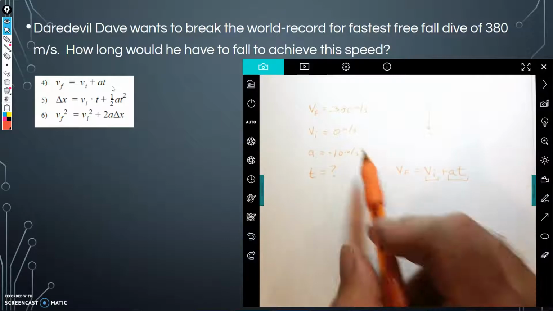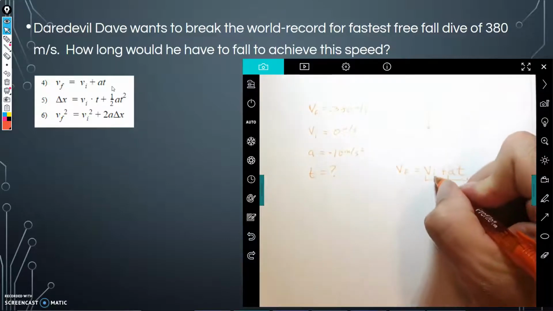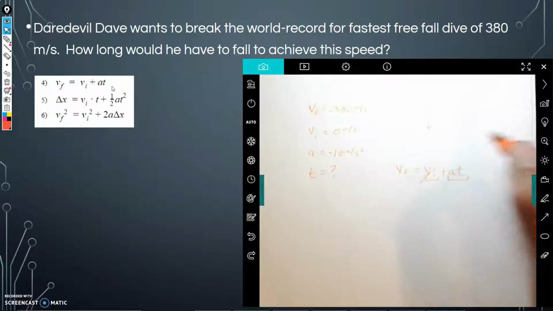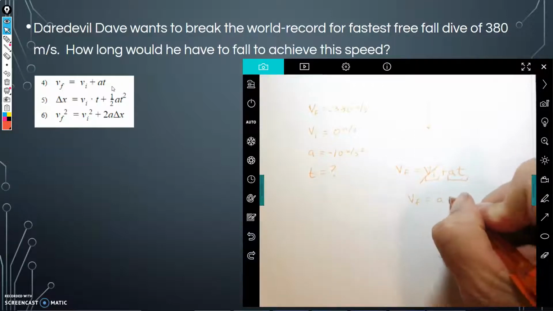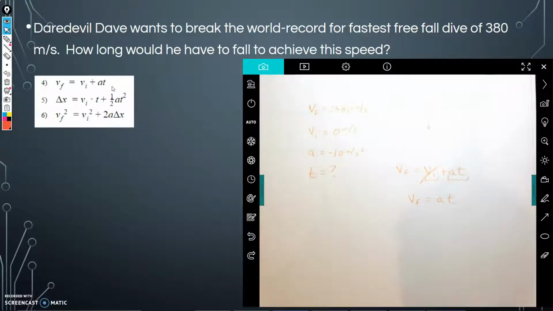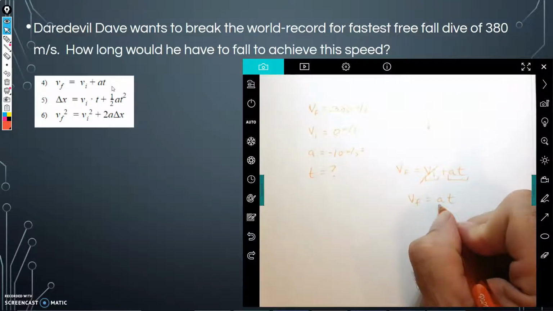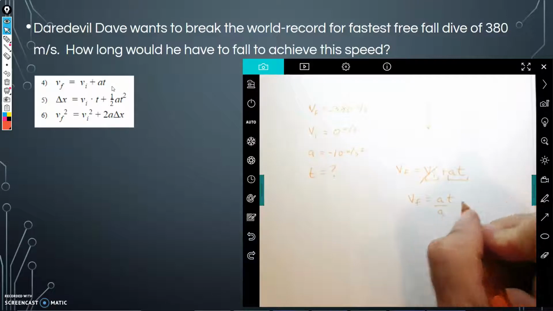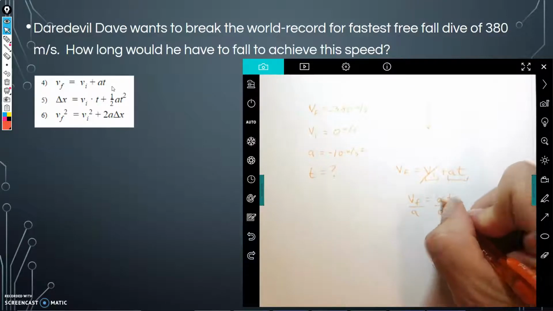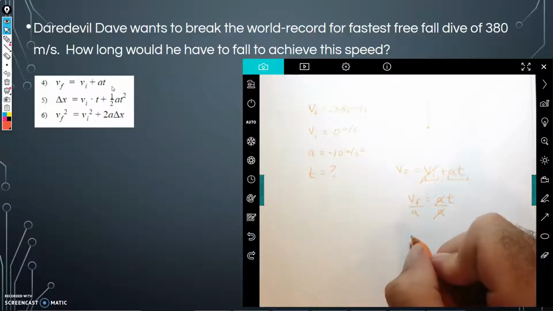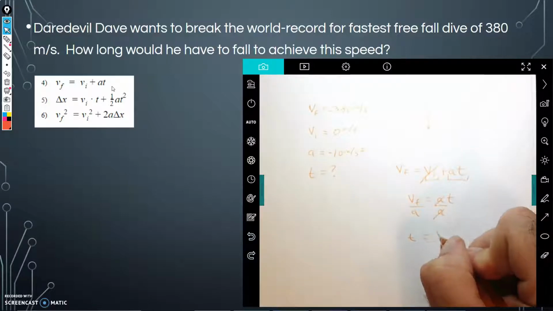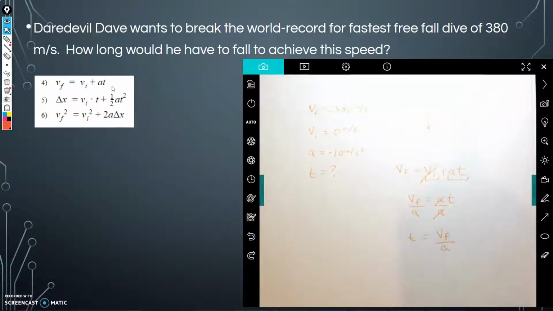Now, if you want, you can just say the initial velocity is 0, so this first term really doesn't matter. We can cancel it out. At this point, our equation is really just final velocity is equal to acceleration times time. And now it's one pretty easy step to get time isolated. We're just going to divide both sides by the acceleration. In doing so, we can cancel the acceleration on the right side, leaving us with time isolated. So we can express time as the final velocity divided by the acceleration.